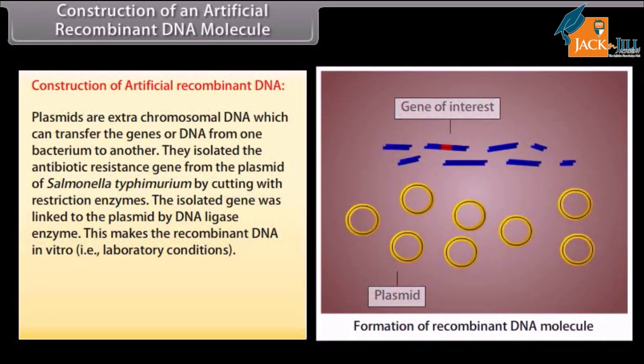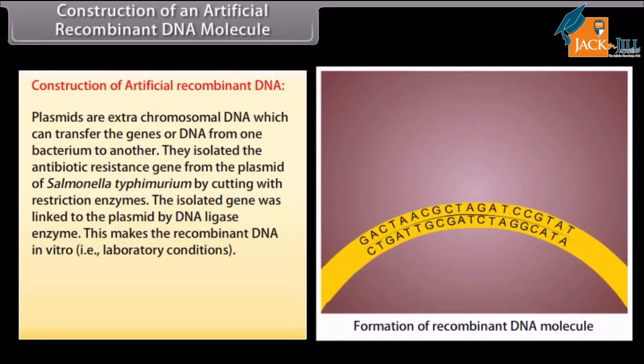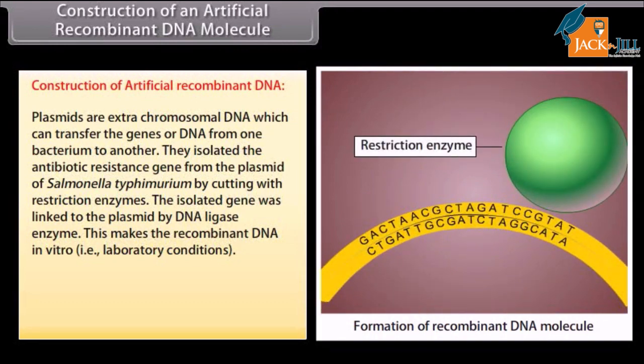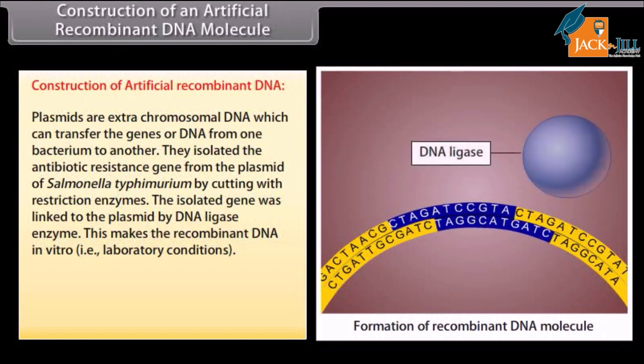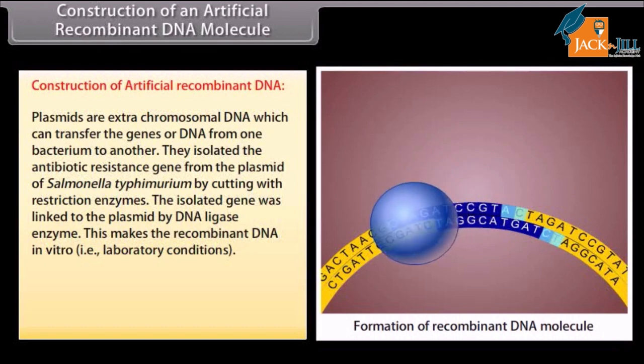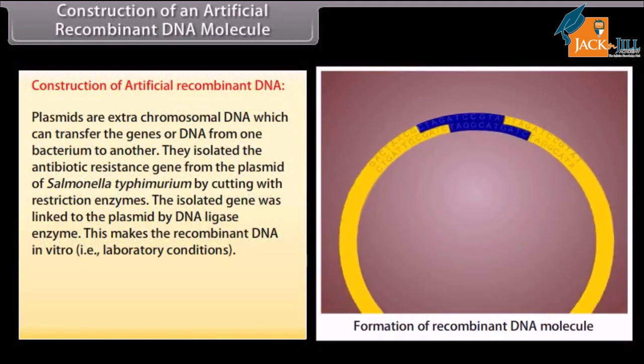Construction of artificial recombinant DNA. Plasmids are extrachromosomal DNA which can transfer genes or DNA from one bacterium to another. They isolated the antibiotic resistance gene from the plasmid of Salmonella typhimurium by cutting with restriction enzymes. The isolated gene was linked to the plasmid by the DNA ligase enzyme. This makes the recombinant DNA in vitro, that is, in laboratory conditions.